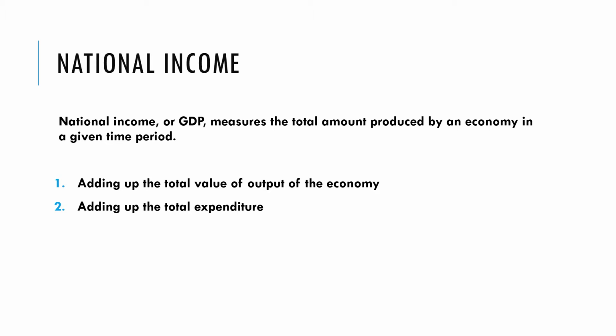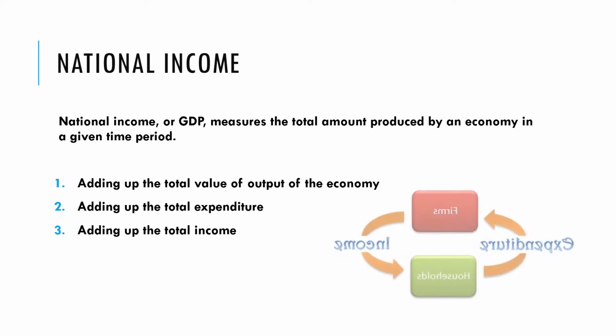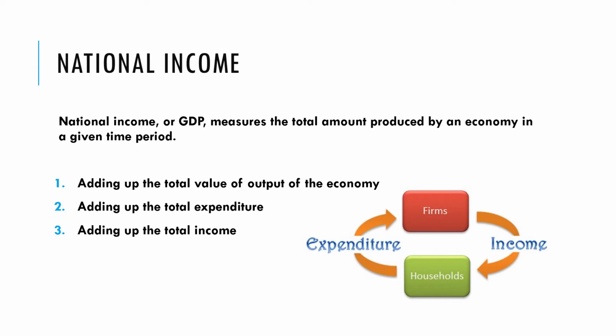And if we know that the money has been spent on these goods and services, then that must have been earned by someone within the economy. So we can also add up the total income. So within our minds, we should have it clear that total expenditure, money spent by households, will be approximately the same as the money earned by firms. So that's the concept of national income.